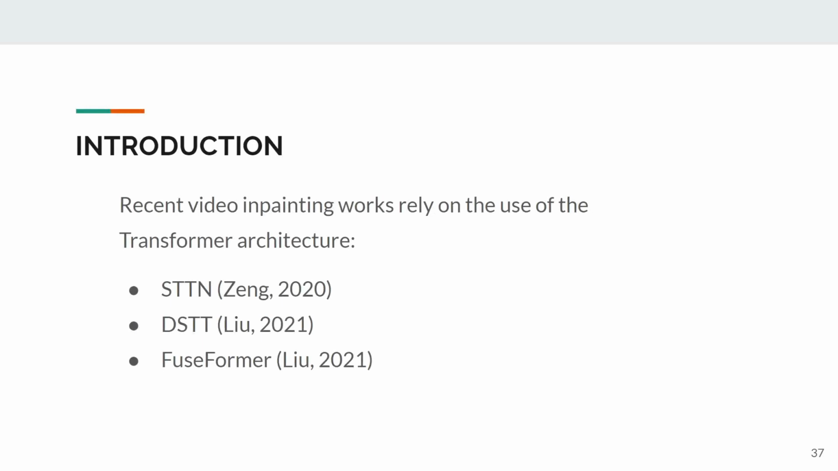Recent video inpainting works rely on the use of the transformer architecture. Despite all of them achieving state-of-the-art results, we could only find these three works in the literature: the STTN, the DSTT, and the FuseFormer.